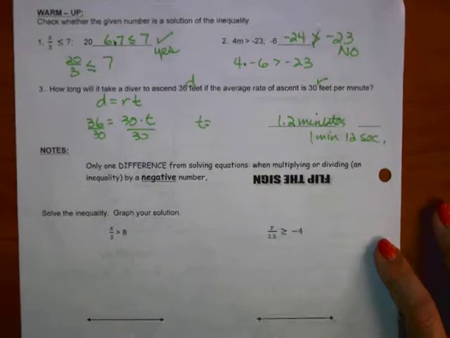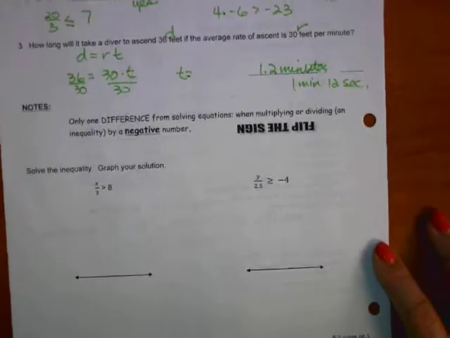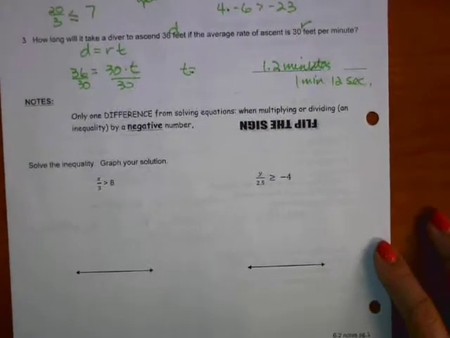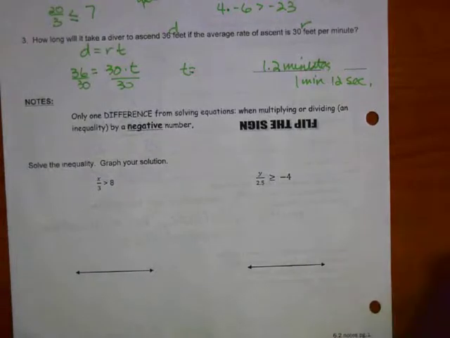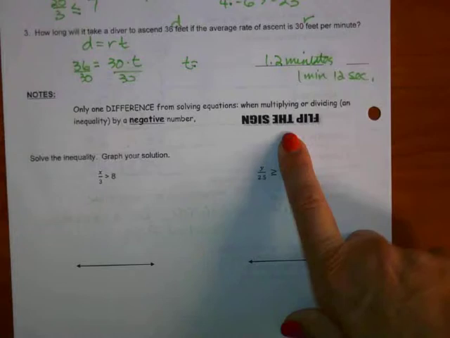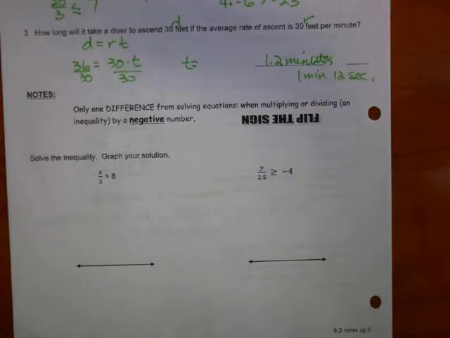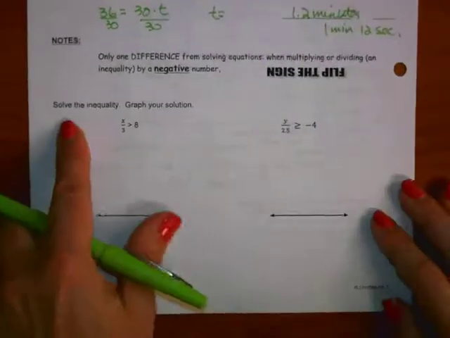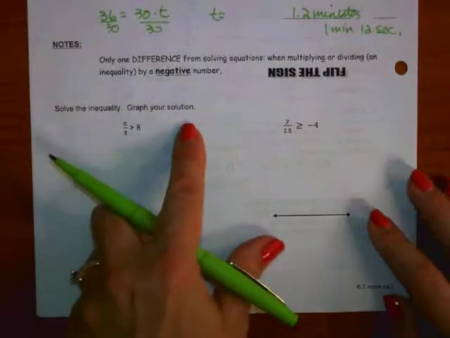Okay, let's do this. There's only one difference from solving equations when multiplying or dividing an inequality by a negative number. You guys discovered you have to do what? Flip the sign. You just discovered that when you were observing. So let's practice some of these. Solve the inequality and graph your solution.